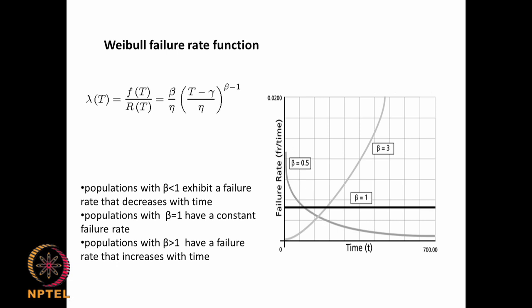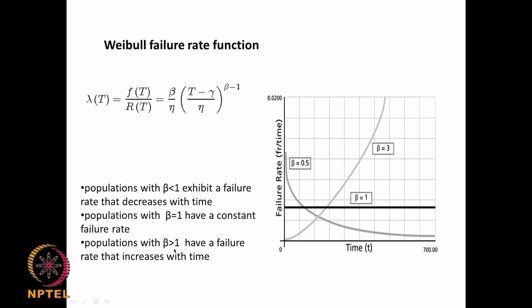So, initially it may fail much more, the failure rate is much higher, but after a very long time the failure rate is much lower actually. With beta equal to 1, the failure rate is constant. This is called a constant failure rate. Because when we put beta equal to 1, this exponent becomes 0, so the whole term becomes 1. So, we have only beta divided by eta. So, it goes like this.